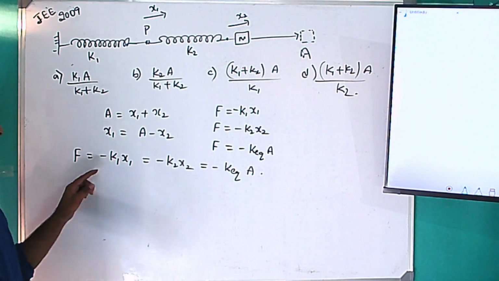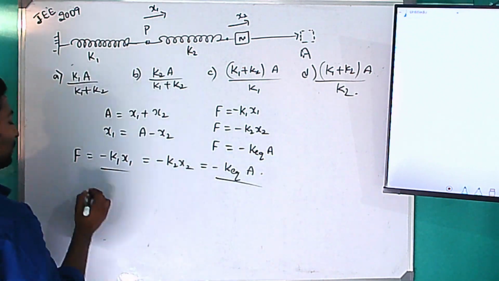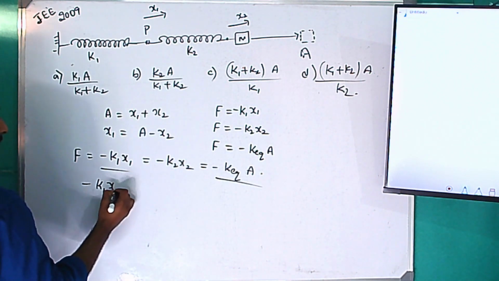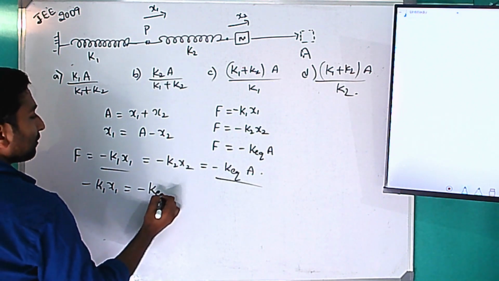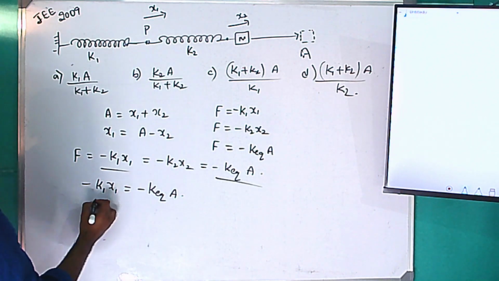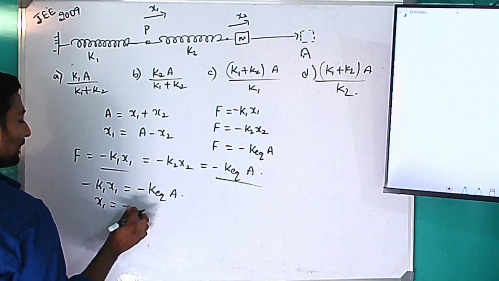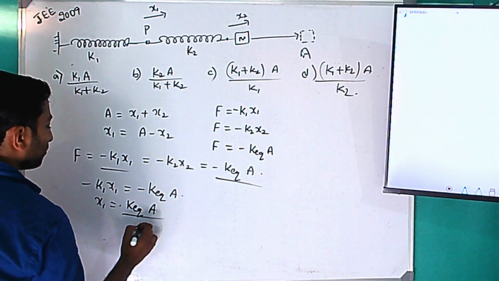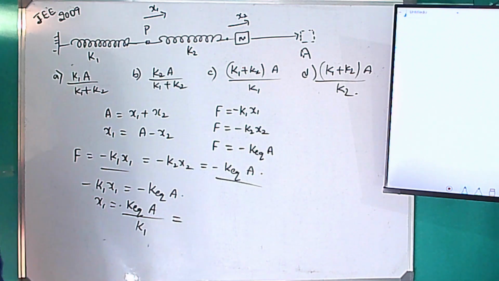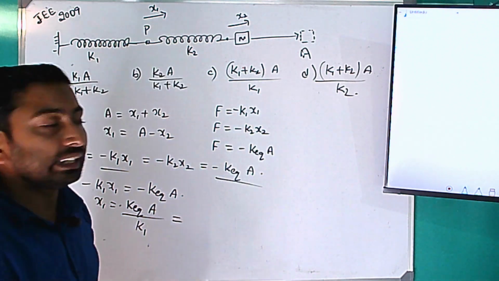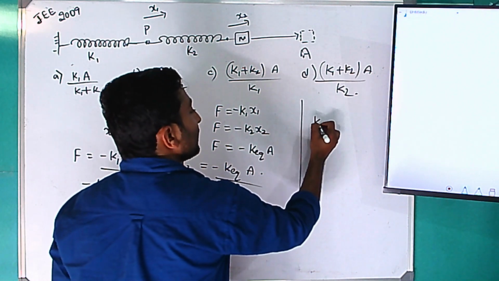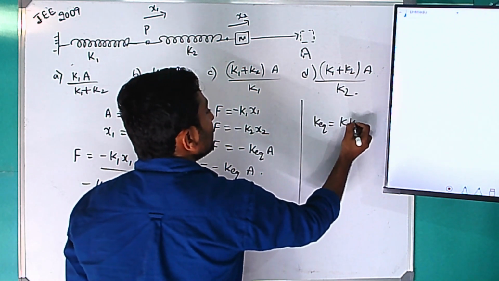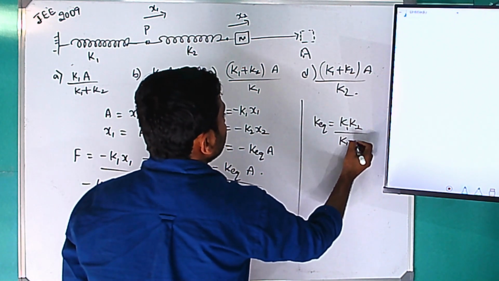So let me equate these two equations. Minus k1 into x1 is equals to minus k equivalent into A. So x1 is equals to k equivalent into A divided by k1. So what is k equivalent? When two springs are connected in series, then k equivalent is equals to k1 k2 divided by k1 plus k2.